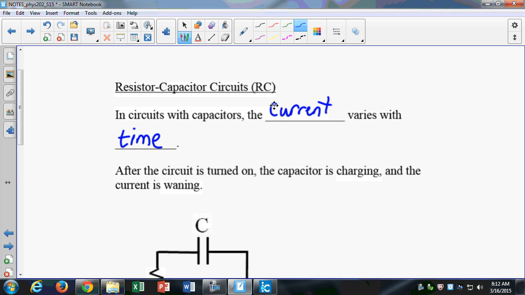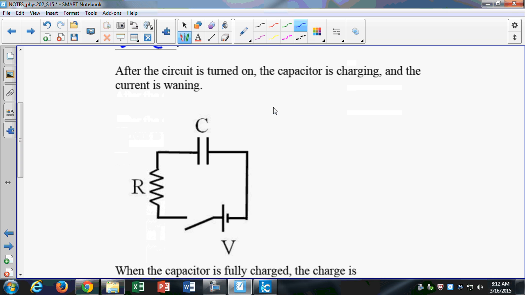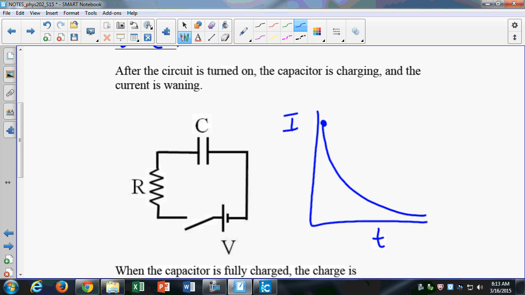After you turn a circuit on, the capacitor charges. If you have a circuit like this, when you close this switch, electrons will go through the resistor and then populate the plates of this capacitor until it's fully charged. When it's fully charged, you no longer have any current. On this graph, this is our current, this is our time. When you first close the switch, you have a big current, and then as the charge of that capacitor increases, our current goes to 0.